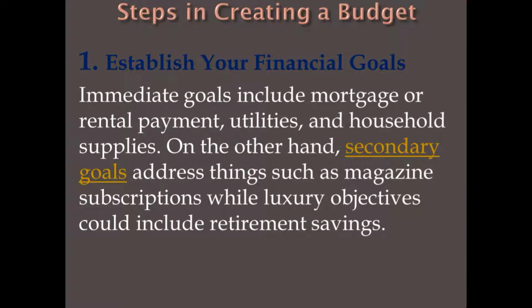Immediate goals include mortgage or rental payment, utilities, and household supplies. On the other hand, secondary goals address things such as magazine subscriptions, while luxury objectives could include retirement savings.